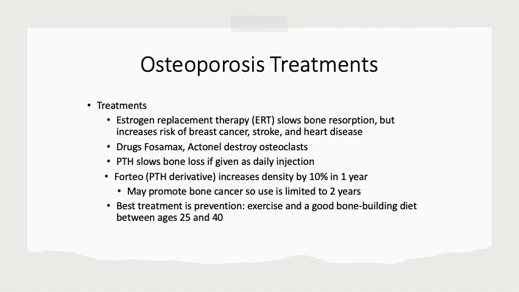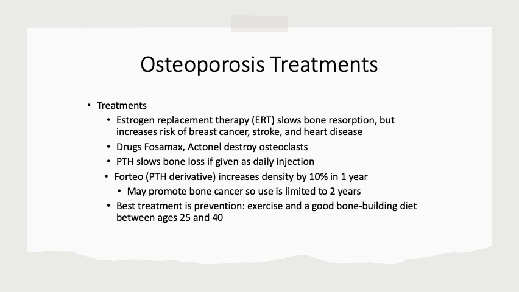Parathyroid hormone slows bone loss if given as a daily injection. Parathyroid hormone helps regulate calcium levels. It increases your osteoblast activity and not the osteoclast activity. So if we slow bone loss by giving parathyroid hormone, we're increasing bone being built instead of broken down.